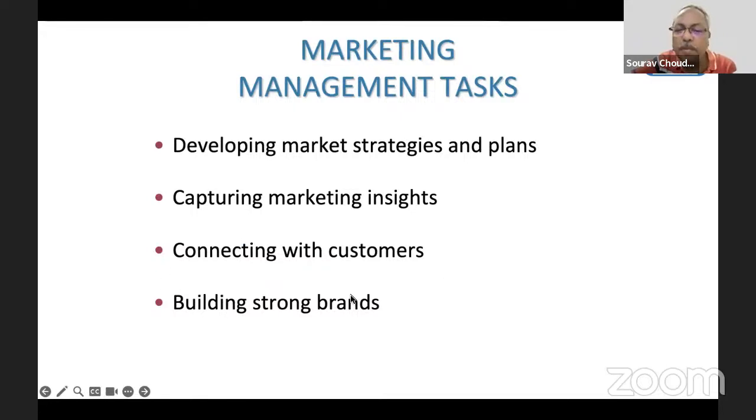And finally, building strong brands. Strong brands with great market share, great brand equity, great brand preference for a customer. Correct. So today, if you talk about Apple and Samsung, if you talk about mobiles, iPhone and Samsung, possibly iPhone has a much better brand equity and brand preference than Samsung.